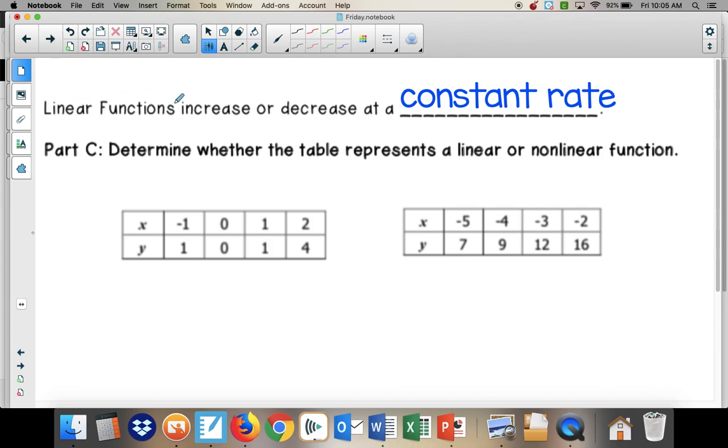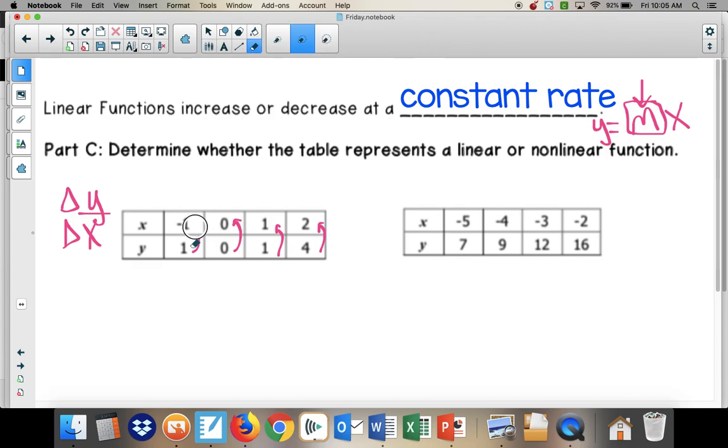All right, so linear functions increase or decrease at a constant rate, meaning when you have that y equals mx plus b, or just y equals mx, this value of m, your number in front of the x, is the rate that it goes up by. So what that also means is your change in y over your change in x should be the same each time. So if I take each of these, they should divide to be the same.